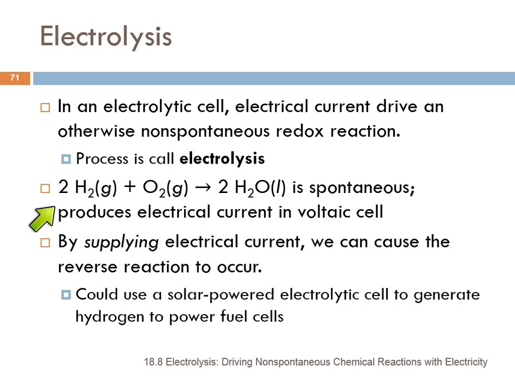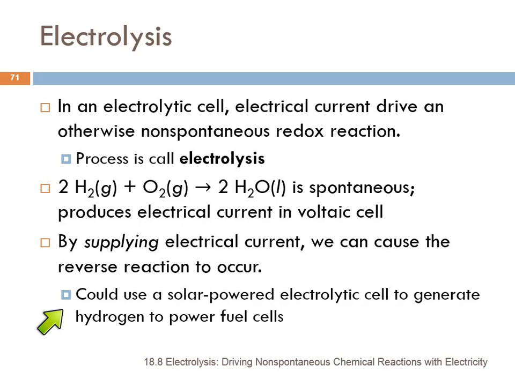So as an example, the fuel cell we just talked about, hydrogen and oxygen react to form water. That reaction is spontaneous. In a voltaic cell, in a fuel cell, it produces electrical current. But if we supply electrical current, we can cause the reverse reaction to occur. So we can take water, pass electric current through it, and break it into hydrogen and oxygen gases.